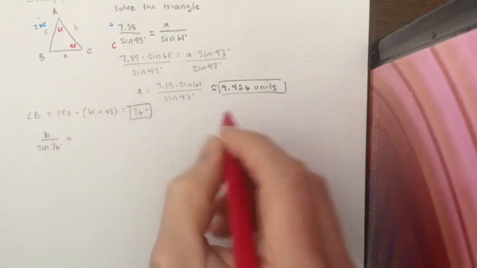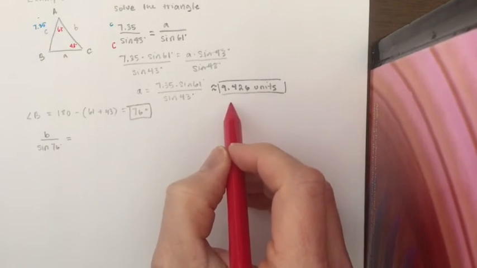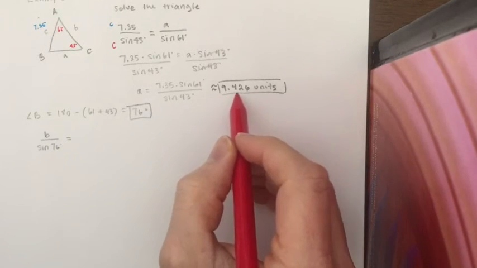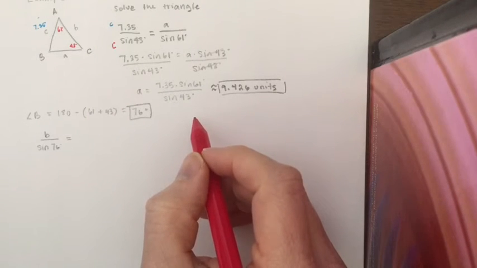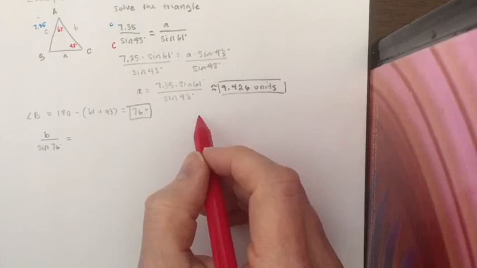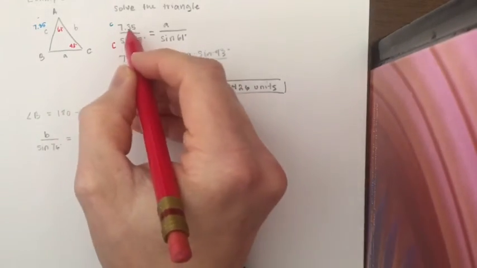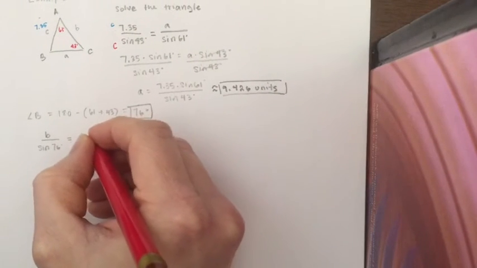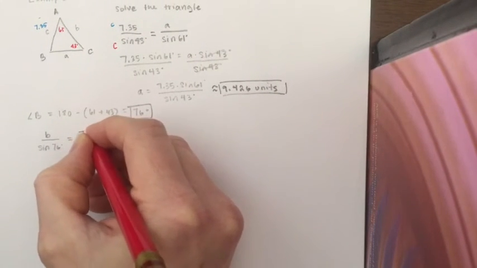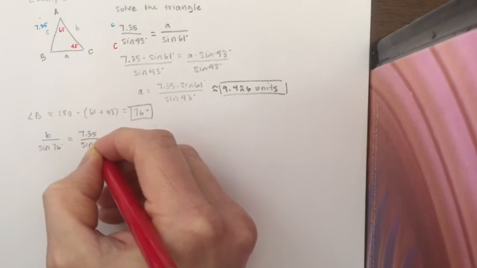now here's the thing that you could go either way. Now that you know A and angle A, you could use 9.426 over sine of 61, or you can go ahead and just reuse 7.35 over sine of 43. It doesn't matter, you'll get the same answer either way. Let's just do the second one. So 7.35 divided by the sine of 43 degrees.